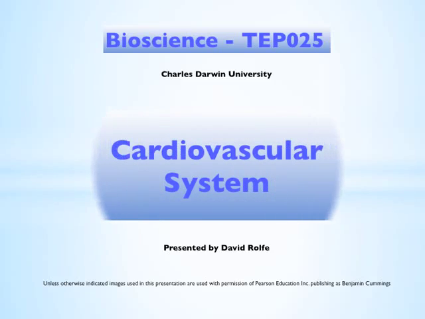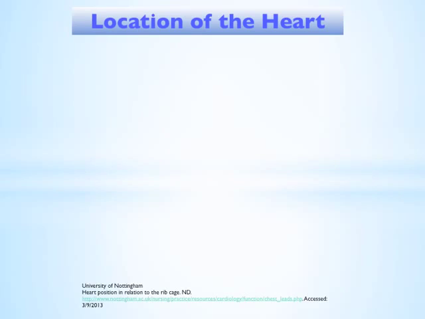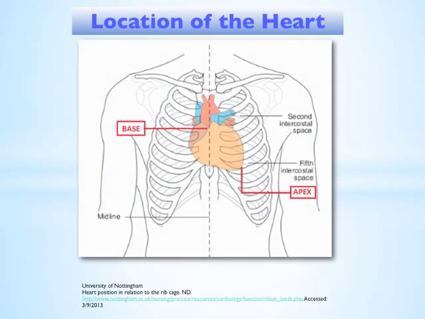Well, welcome to the video for this week, which is on the cardiovascular system. The heart's located across the midline of the thoracic cavity. This is the standard anatomical position. So this is the right side and this is the left side. At the top of the heart, or superiorly, is the base of the heart, out of which the major blood vessels emerge, and the bottom of the heart, or inferiorly, is the apex.